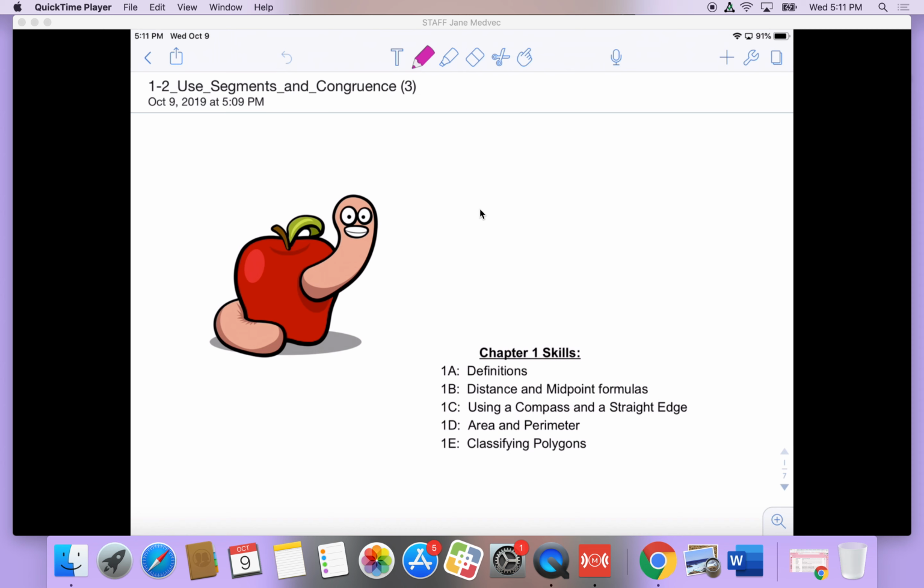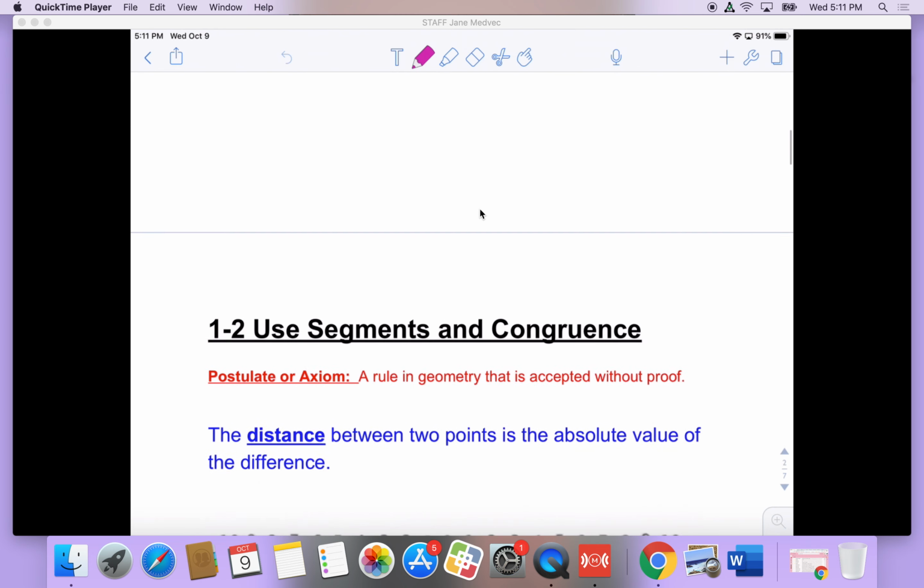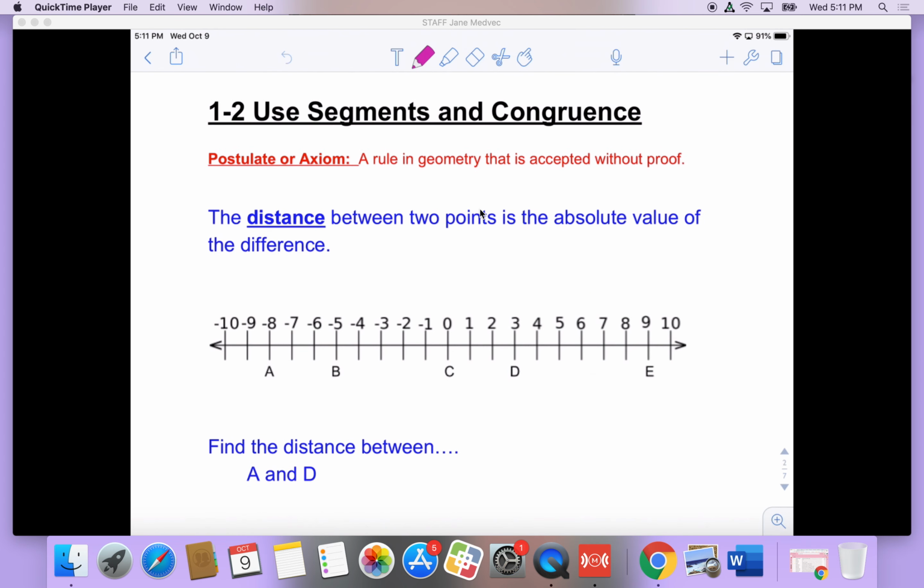We're going to look at Chapter 1, Section 2. This chapter works with segments and congruence. There's a couple of definitions that you need to know.